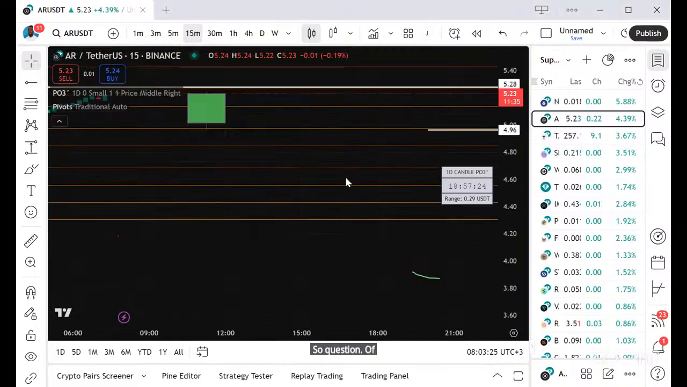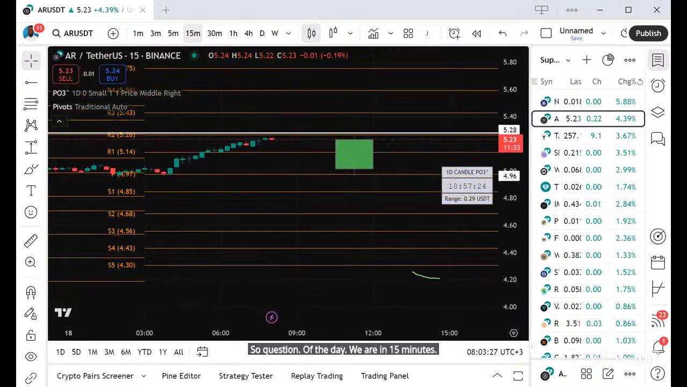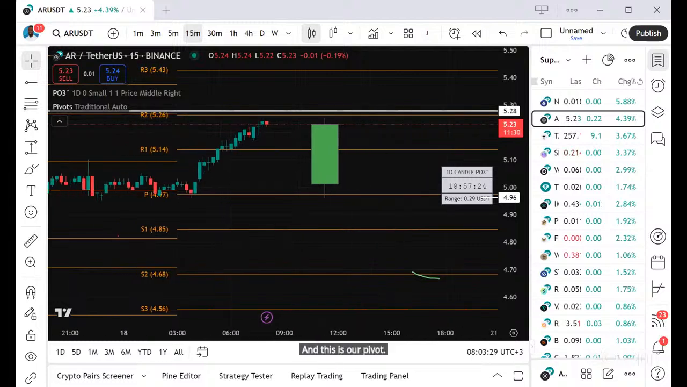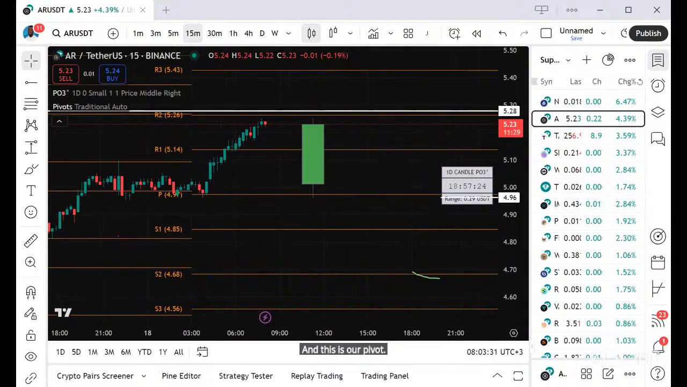So question of the day. We are in 15 minutes, and this is our pivot. Is this buyers bias or sellers bias? Answers in the chat.